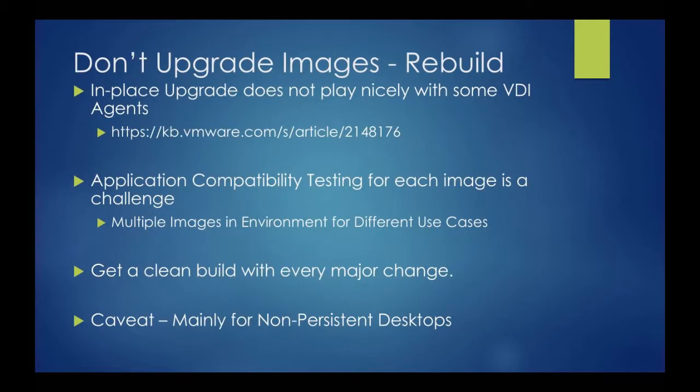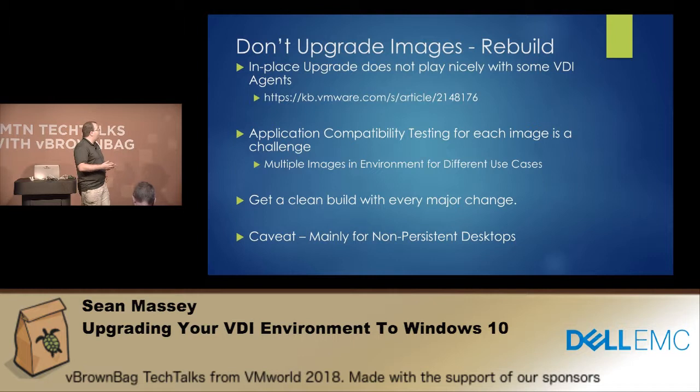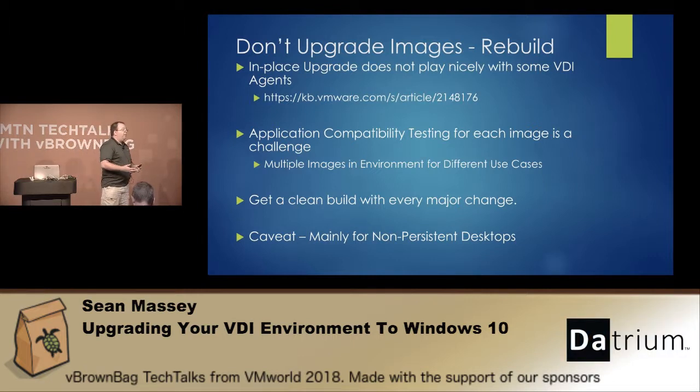When it comes to building your Windows 10 images, you don't want to just update them and then move forward with them. Typically with Windows 7, you would patch it every month and then you would just redeploy it. With Windows 10, because we have these major feature updates every 6 months, you don't want to do that in-place upgrade.